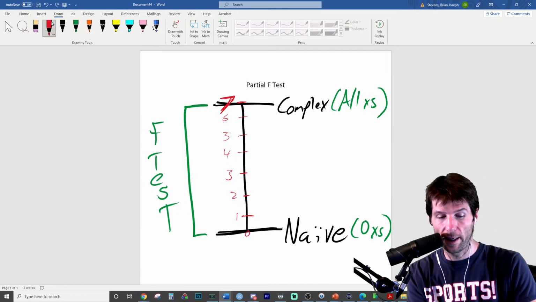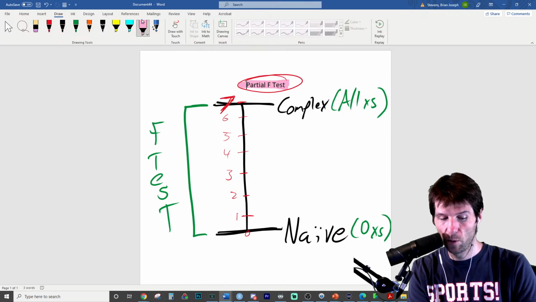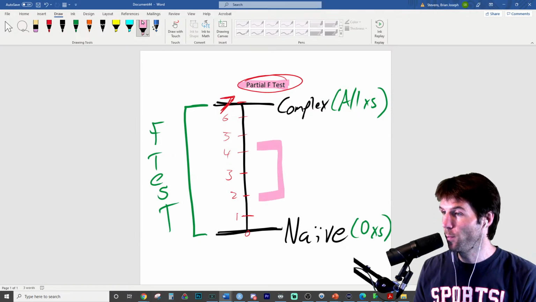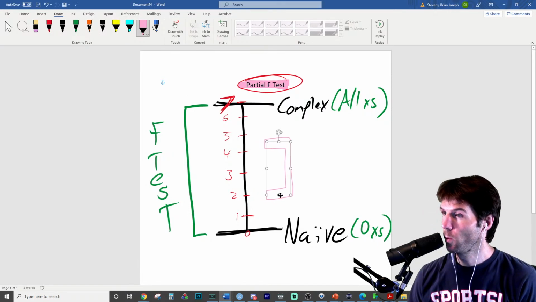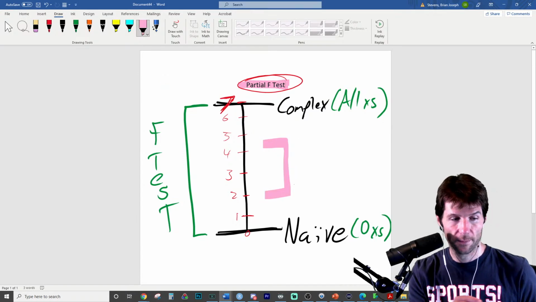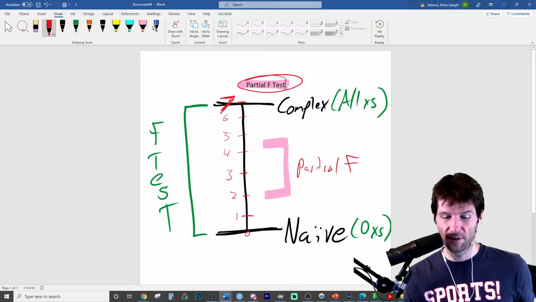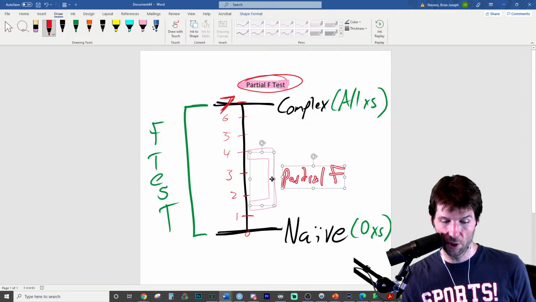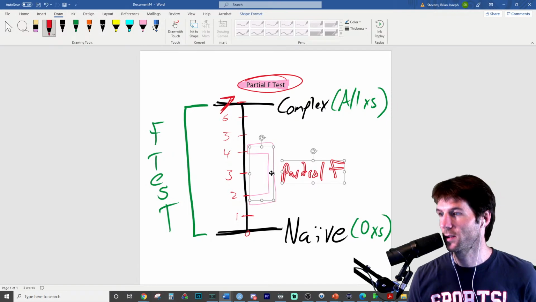So when you think about a partial F, what is it going to do? A partial F doesn't have to start where? What do you notice about any of these partial F tests I run right here? A partial F test, what do you notice about it? Correct. And I'll be going through that.